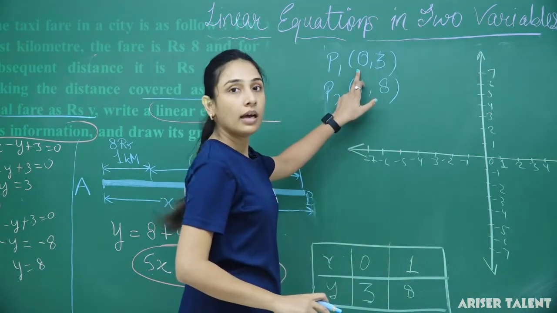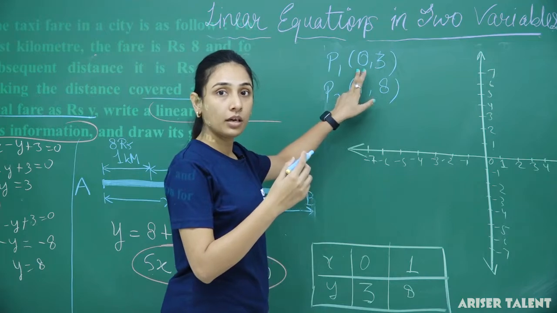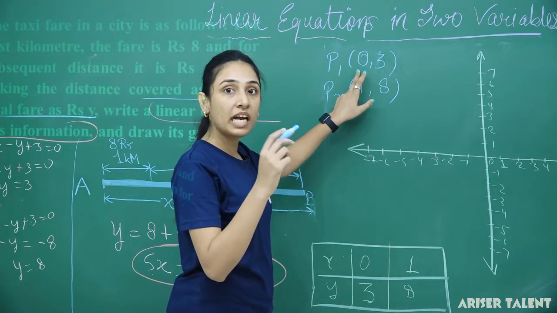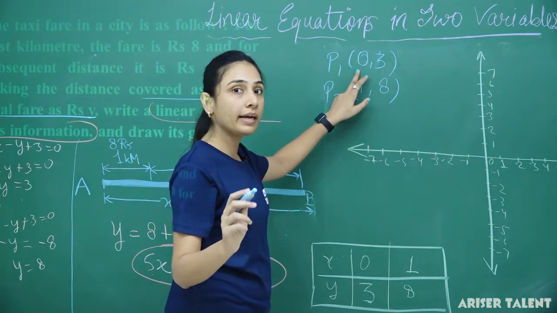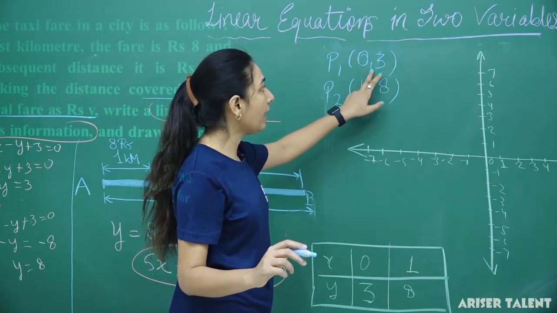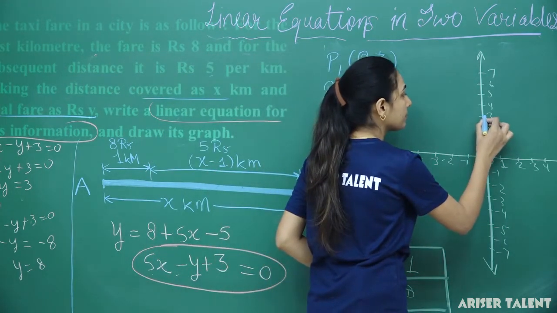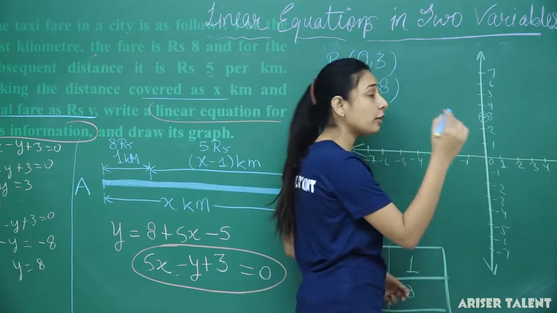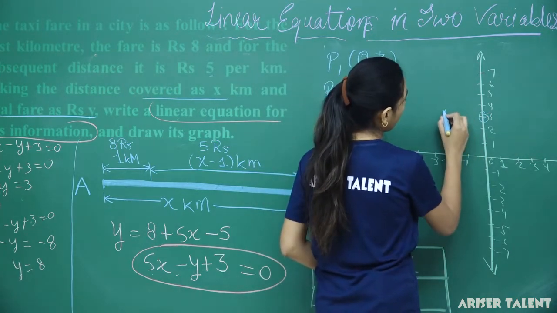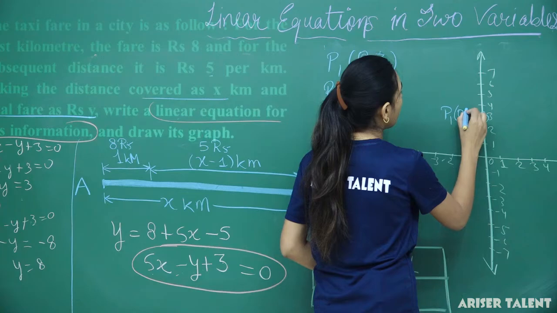So 0 is x. When the abscissa is 0, that point will always lie on the y-axis, students. So that will be on the y-axis. On the y-axis we are getting 3 here. So this will be the point P1, which is 0 and 3.